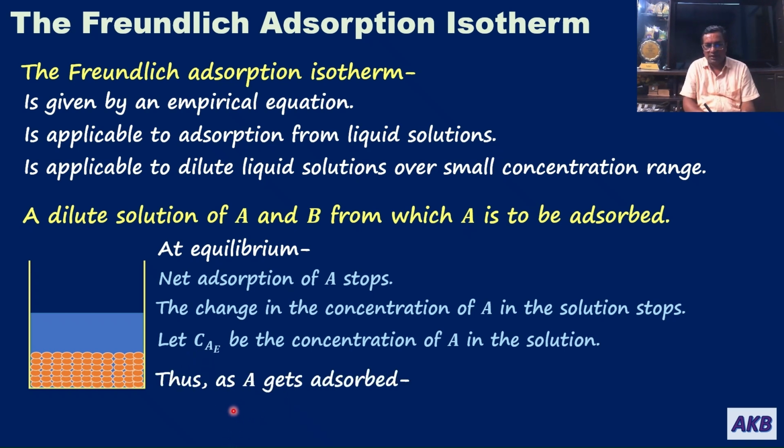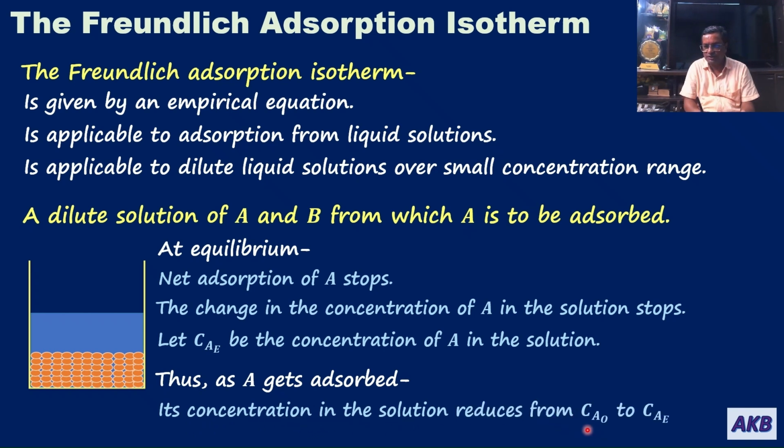So as A has adsorbed and equilibrium is reached, what happens? Its concentration in the solution reduces from its initial value Ca0 to the value at equilibrium, CAE. So as the adsorption continues till equilibrium is reached, the concentration of A in the solution decreases from Ca0 to CAE, which is the equilibrium concentration. I hope you are understanding the concept. If you have any doubt, please let me know.